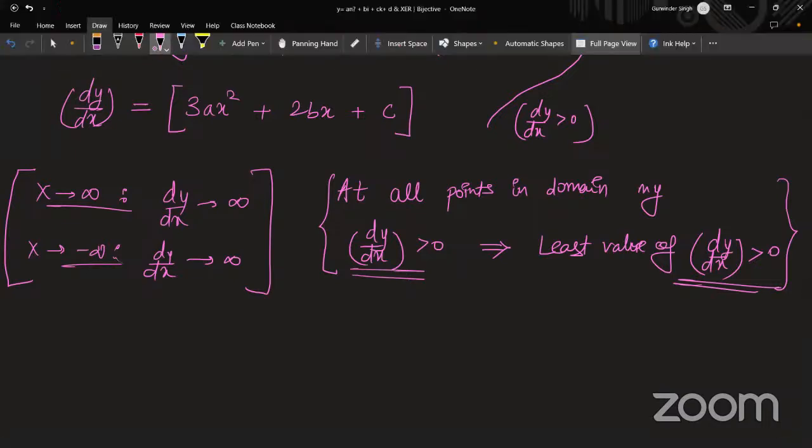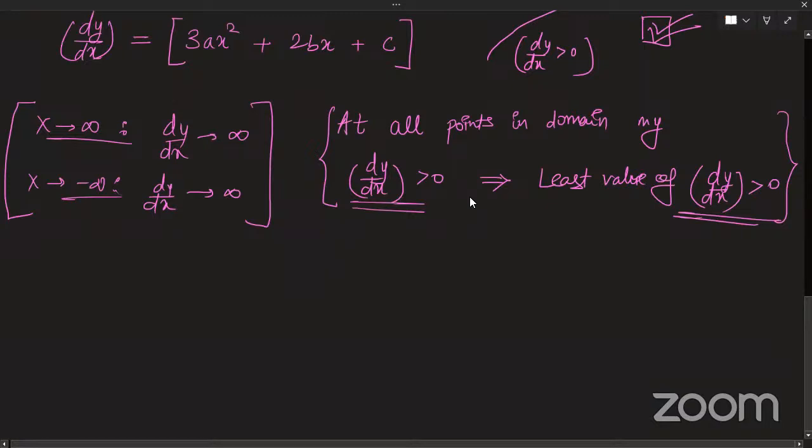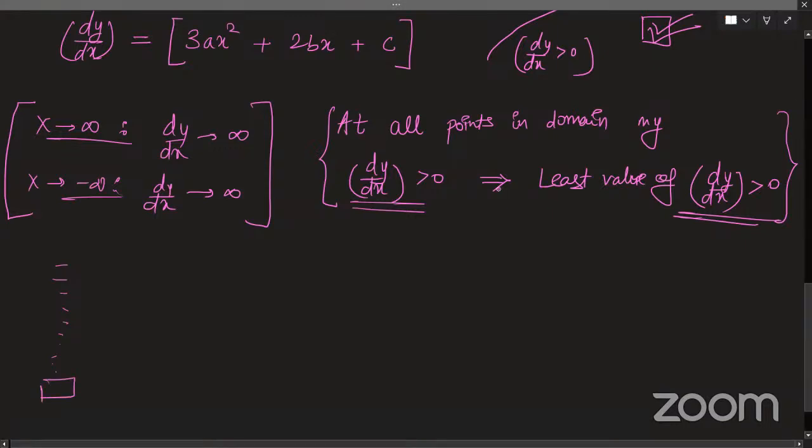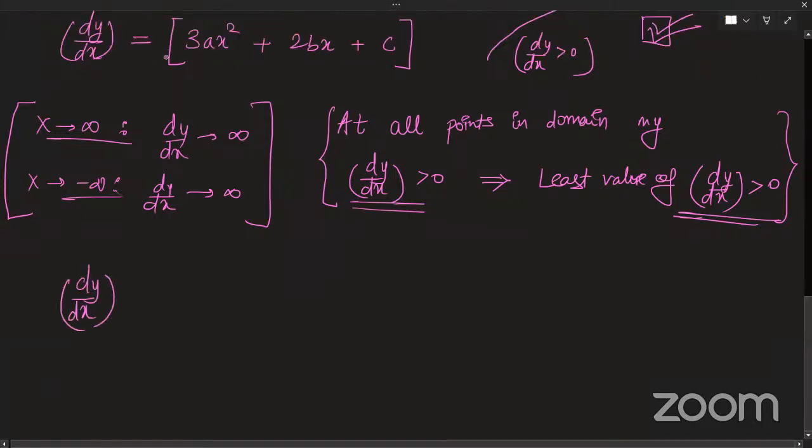So I am erasing that second case. My first case is absolutely correct. At all points in my domain, my dy by dx has to be greater than 0. So from this, I can also say that the least value of dy by dx will also be greater than 0. Obviously, if all my values are greater than 0, my least value will also be greater than 0. So coming back, I have this function dy by dx, 3ax square plus 2bx plus c.